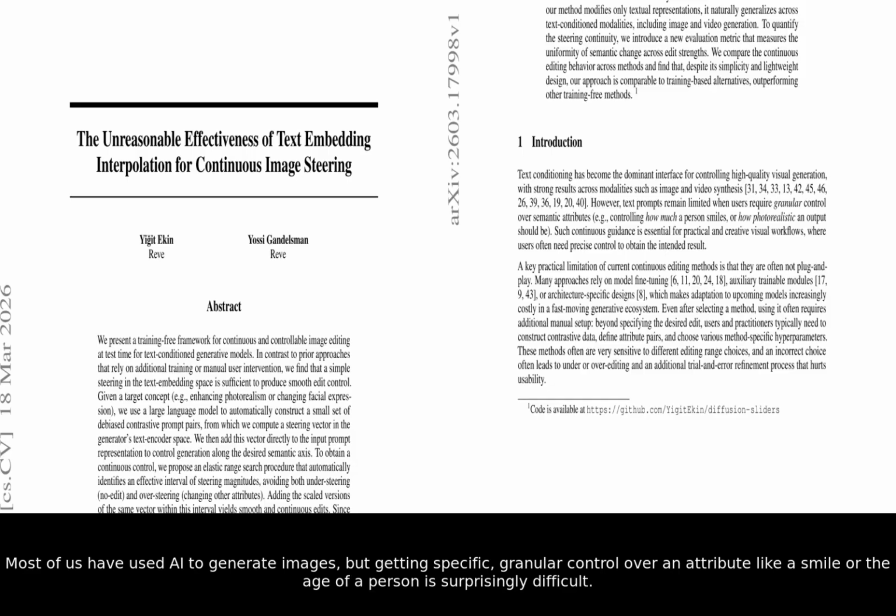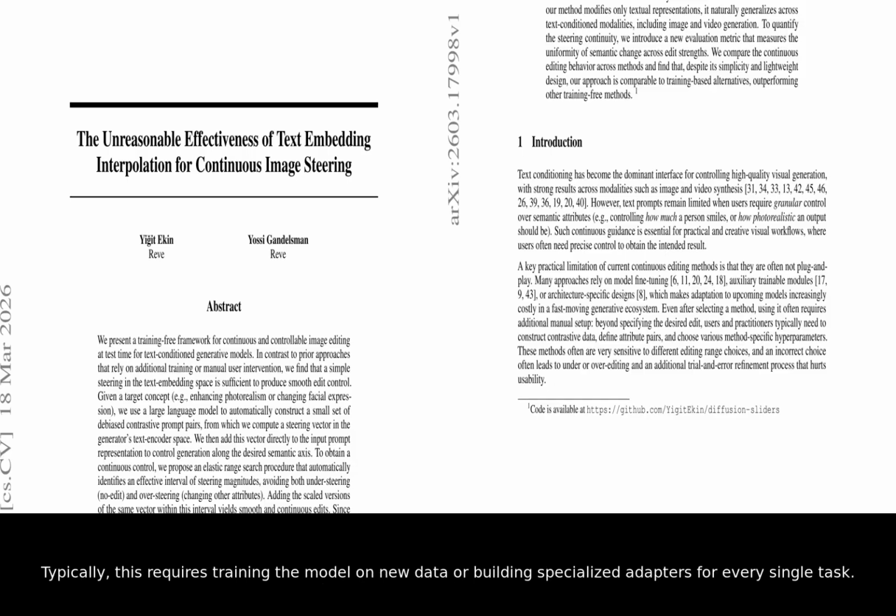Most of us have used AI to generate images, but getting specific, granular control over an attribute like a smile or the age of a person is surprisingly difficult. Typically, this requires training the model on new data or building specialized adapters for every single task. However, a new research paper reveals that a much simpler method actually works wonders.